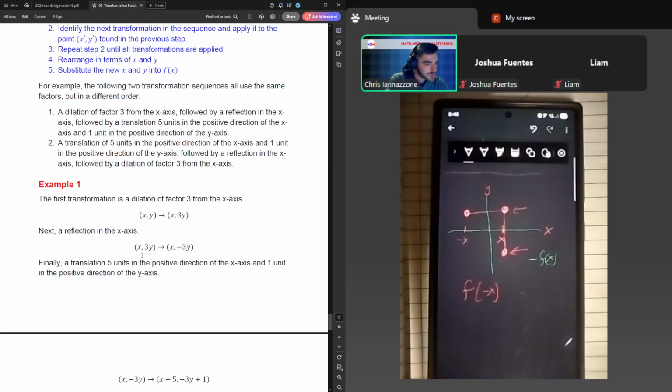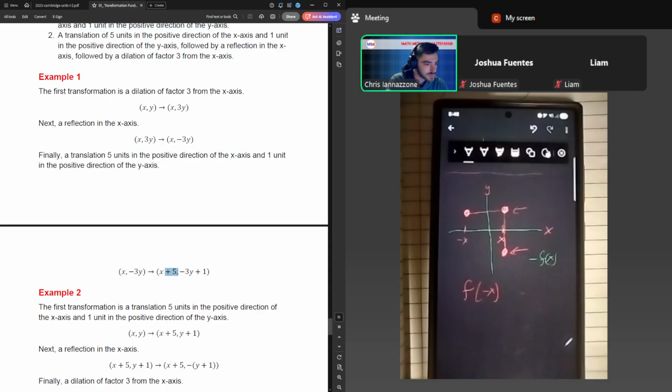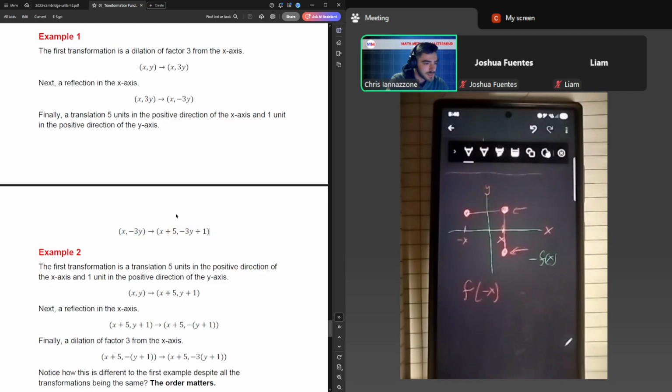And lastly, you have to do the translations. So you can do those individually if you want, or you can do them back to back. Either way, it's shifting 5 in the positive x and 1 in the positive y. So you plus 5 on the x and you plus 1 on the y. This is your x dash, this is your y dash.